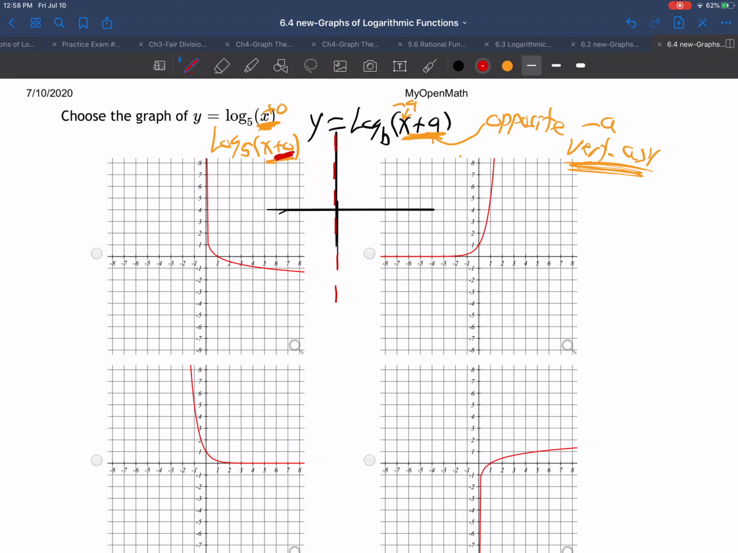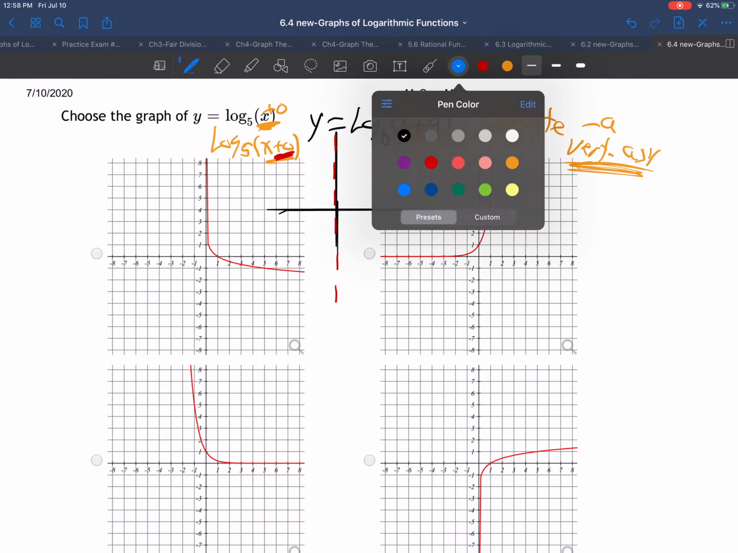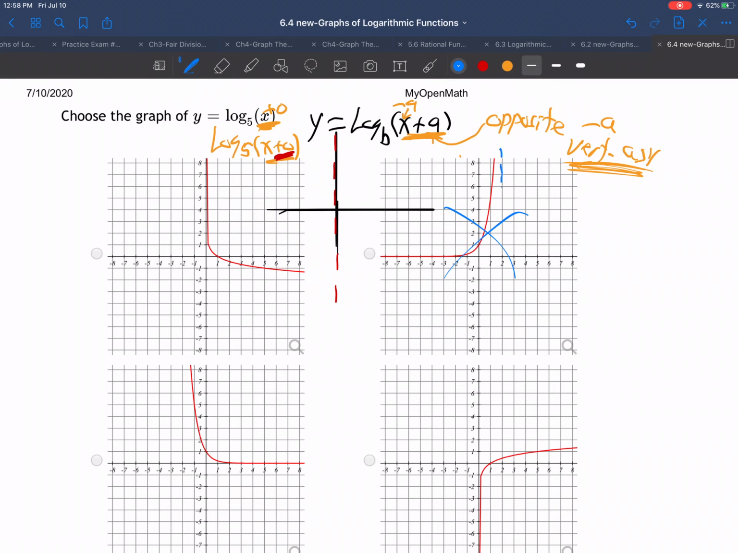So right away, do you see that we know this is not the right graph? He has a vertical asymptote somewhere over here, and this one has a vertical somewhere over here. That's not correct. This one has a vertical right at 0, that's a possibility, and this one also has a vertical right at 0, that's a possibility. The graph follows the vertical asymptote like a guide. So it's going to be one of those two. How do we figure out which one? We've got to plug in.